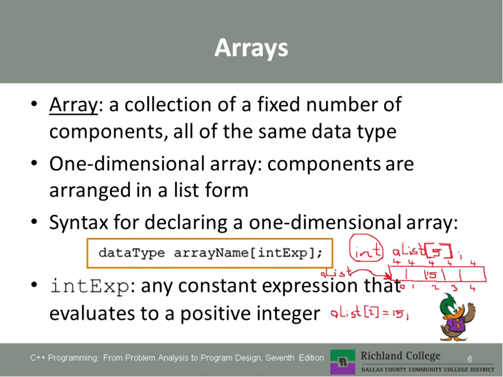So the int expression is any constant expression that evaluates to a positive integer. Okay? But it has to be constant, something that cannot change, because the way that we use these arrays in this chapter, these are really static arrays. So we need to know the size of the array before we actually use the array in our code.